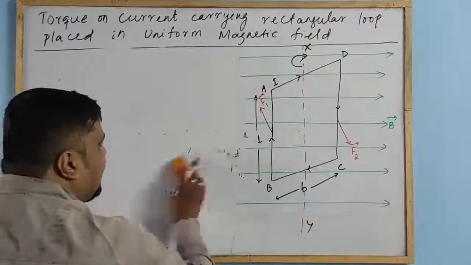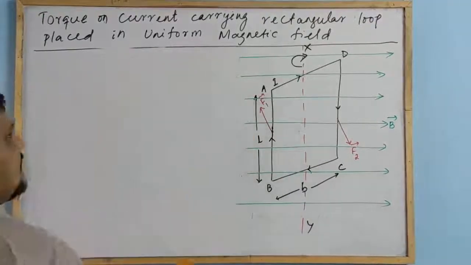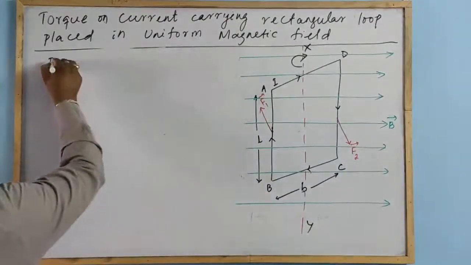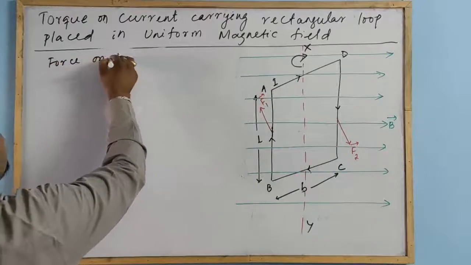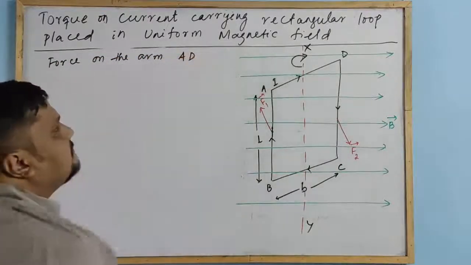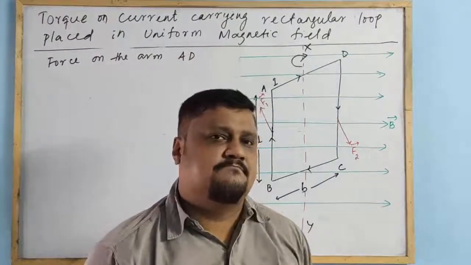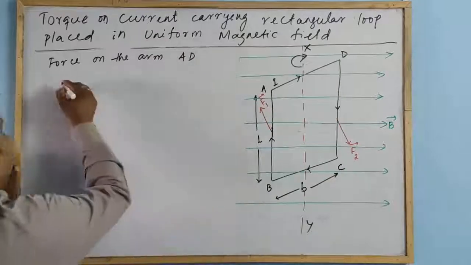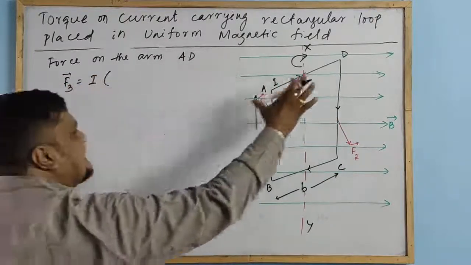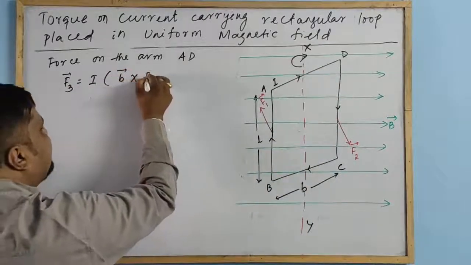Then go to the other arms. Now I will do this one case. Force on the arm AD. What is this force? F3. F3 is equal to I, what is its length? B. B cross capital B, the magnetic field.